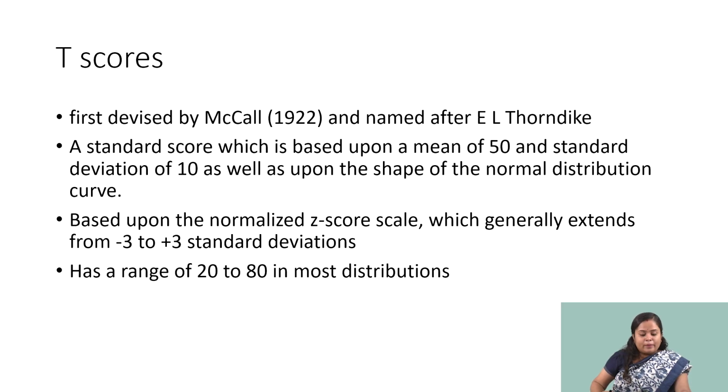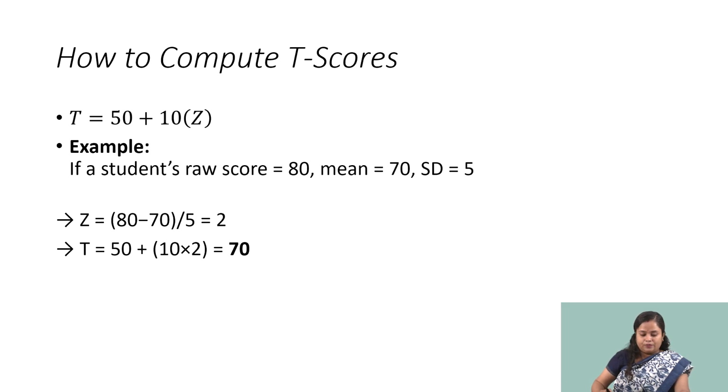Now, the T-score. It was first devised by McCall, and it was named T after Edward Thorndike, in honor of Thorndike. It is a standard score based upon a mean of 50 and a standard deviation of 10, and it follows a normal distribution of scores. It is based upon normalized Z-score scales, and the range of these scales is -3 to +3. In most cases, it has a range of 20 to 80.